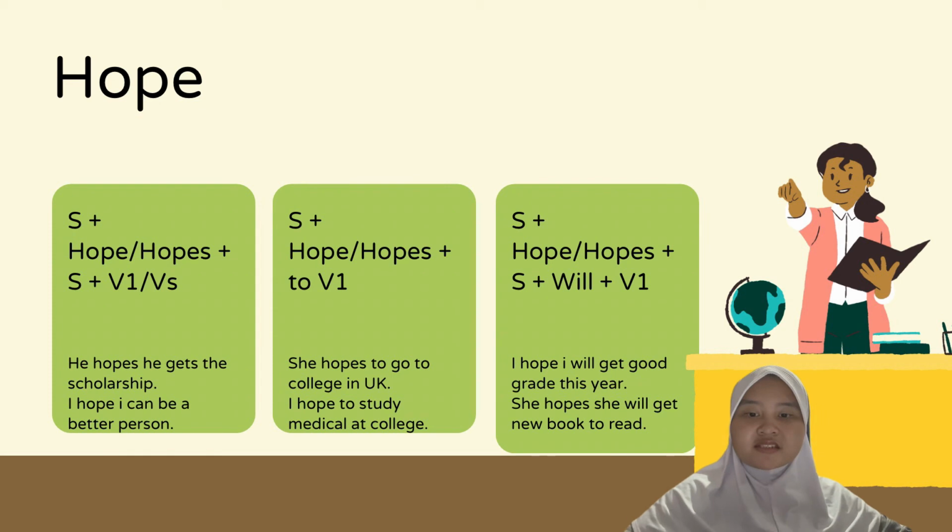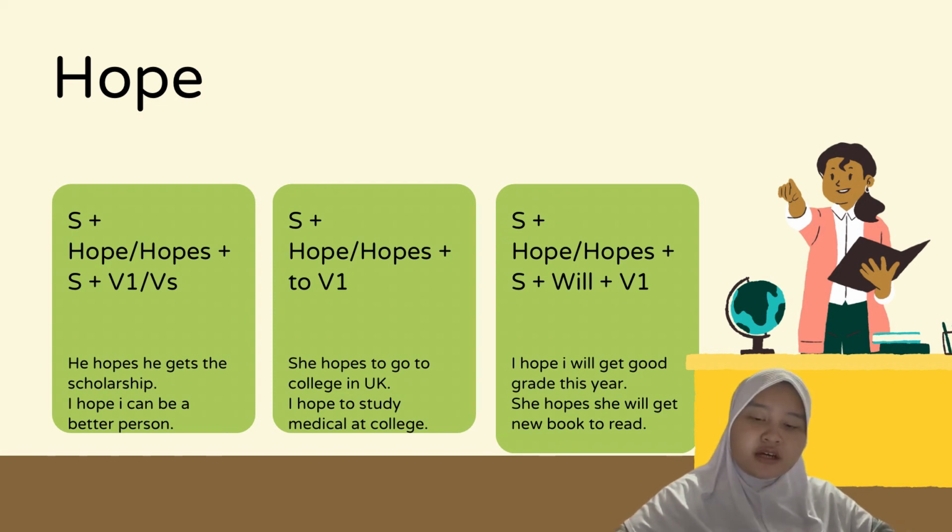The second sentence example is I hope I can be a better person. In here, I is the subject, and then we use hope in here because the subject is I, and followed again by the subject, I, and in here it is followed by can.